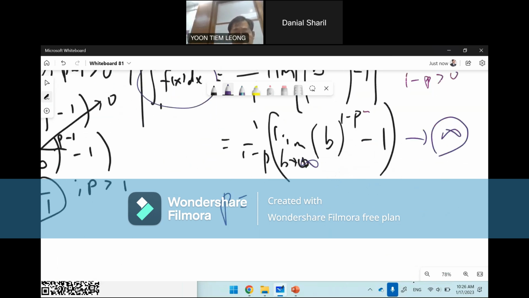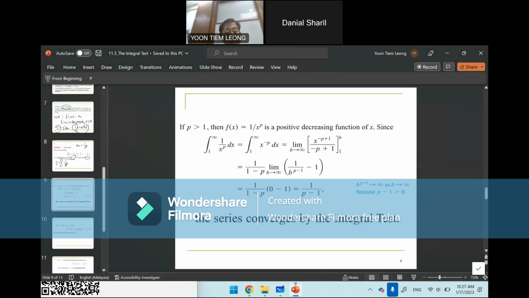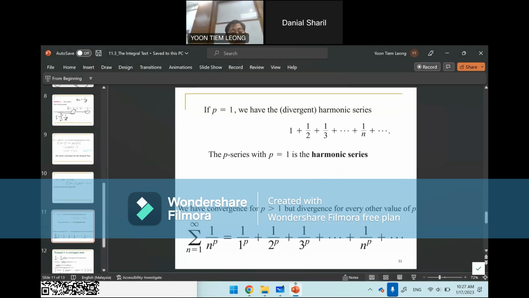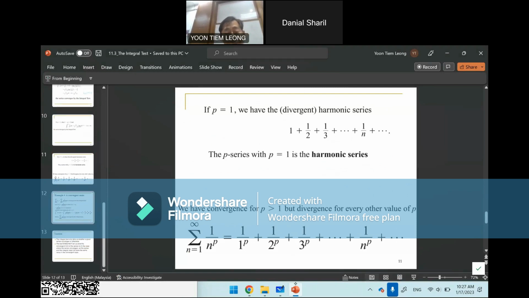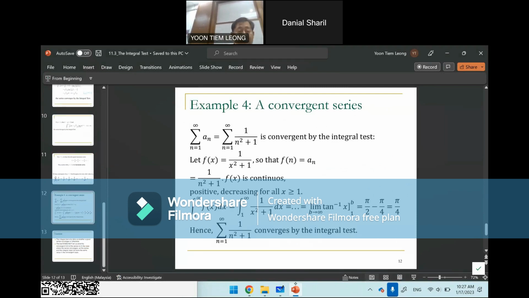How about the case where p equals 1? According to the p series definition, this is 1 over n to the power p, right? So if p equals 1, this is nothing but the harmonic series. And we have already proven the harmonic series is divergent using the previous theorem that we discussed yesterday. So for p equals 1 you have the harmonic series, and the harmonic series is divergent. Therefore, we have finished example 3: the p series is convergent when p is larger than 1, and divergent when p is equal to or less than 1.